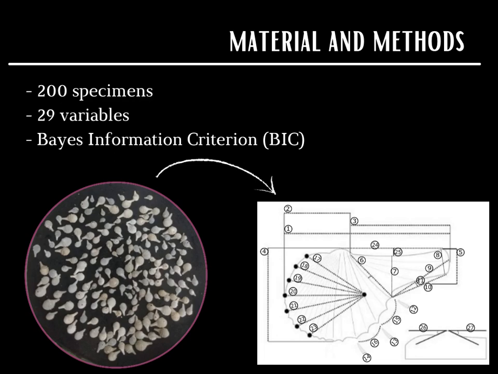For this, 200 specimens were selected and 29 measurements were taken from each of them. After that, we used the Bayesian information criterion. It is a criterion for model selection among a finite set of models, and the model with the smallest and most informative set of parameters is selected.